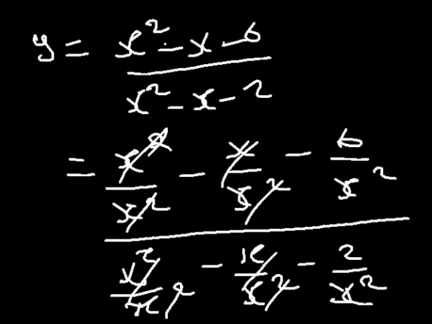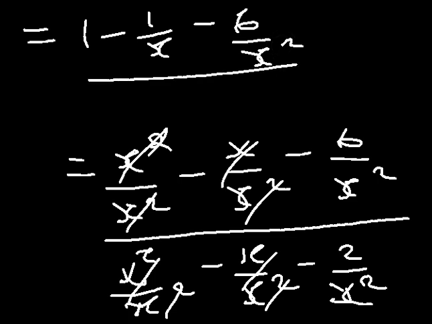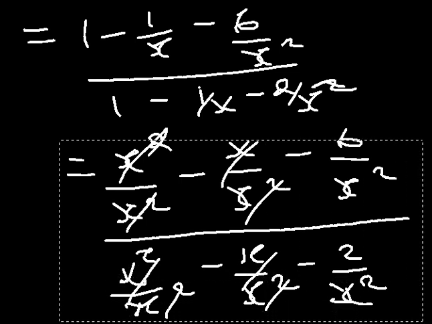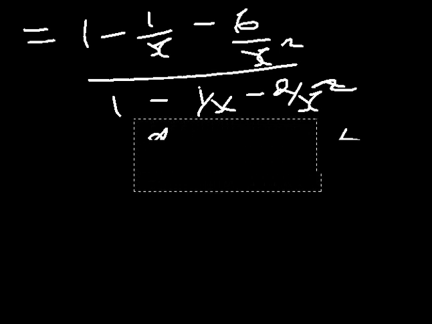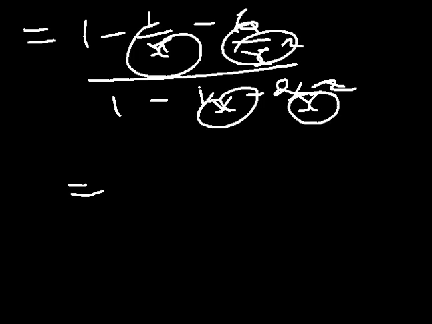What we have is (1 minus 1 over x minus 6 over x squared) divided by (1 minus 1 over x minus 2 over x squared). The principle remains the same: assuming the x values are approaching a very large number, we have 0 here, 0 here, 0 here, and also 0 here. So the horizontal asymptote is given as 1. That's how you get it in this case.